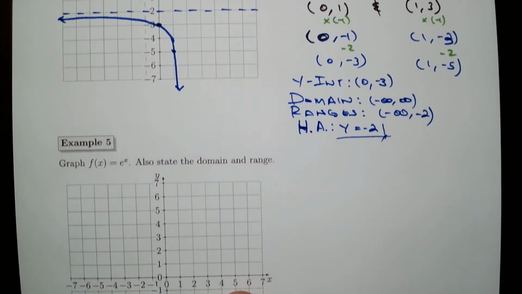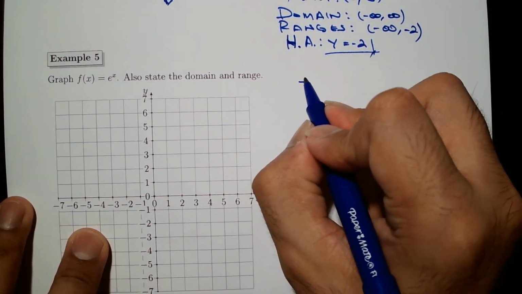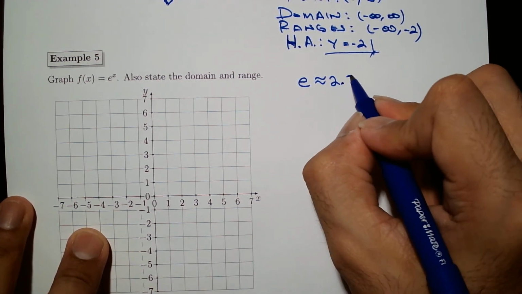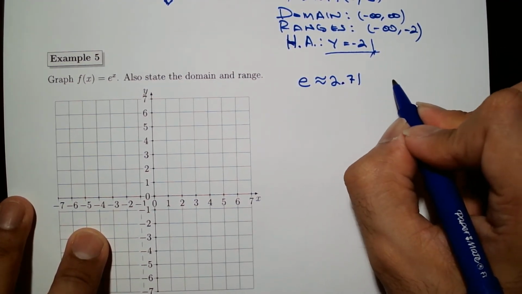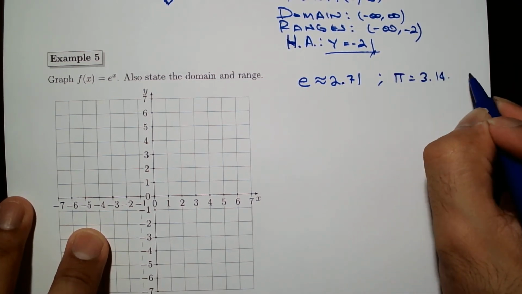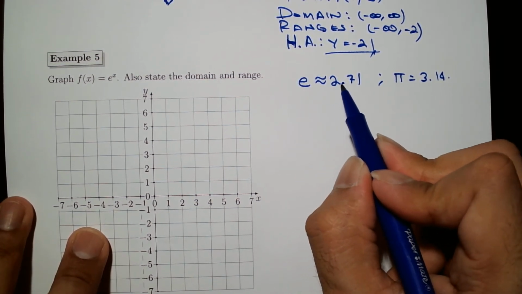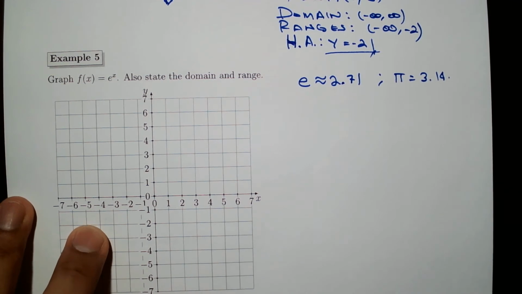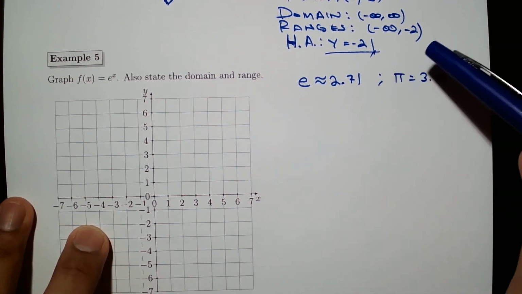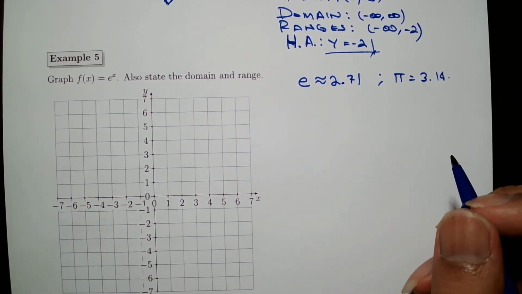Now let's introduce this e to the x function. This is a special number that has a value of 2.71, very similar to pi, which is 3.1415, blah blah blah. Well, this number e has a value of 2.71. All right, and it also has infinitely many non-repeating decimals, just like pi. So let's graph that function.